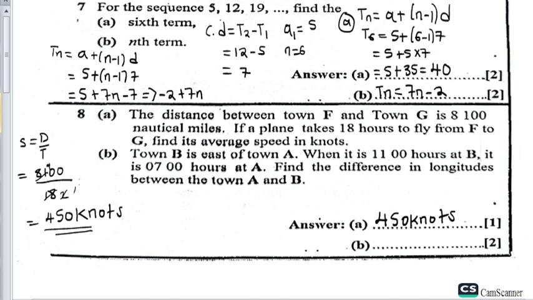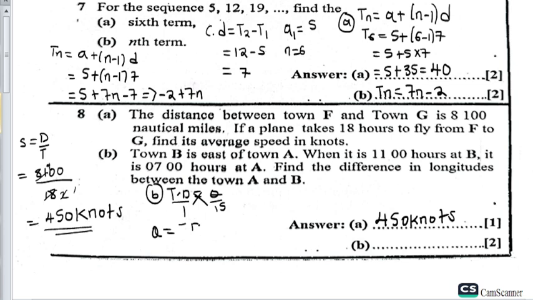Then town B is east of town A. When it is 11 hours at B, it is 07 hours at A. Find the difference in longitudes between town A and town B. How are we going to go about that one? Time difference is given by theta over 15. What we are looking for is a difference in longitudes, which is in degrees. So we cross multiply, then theta is equal to time difference multiplied by 15.